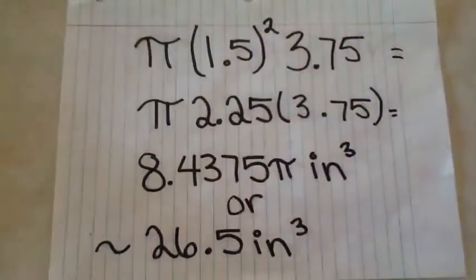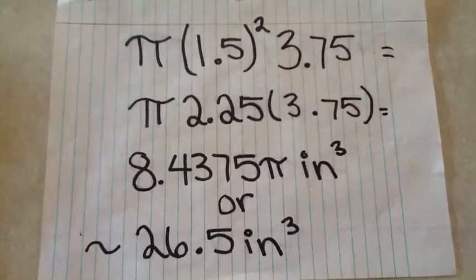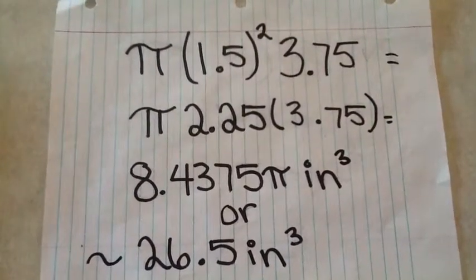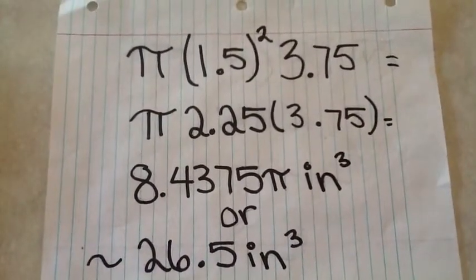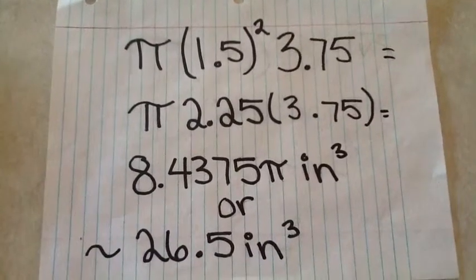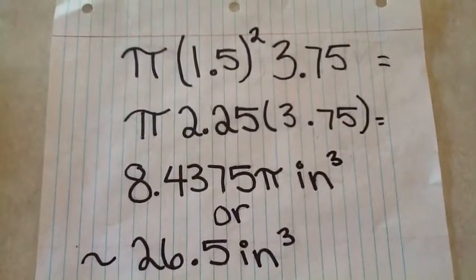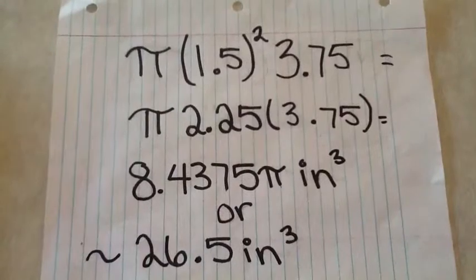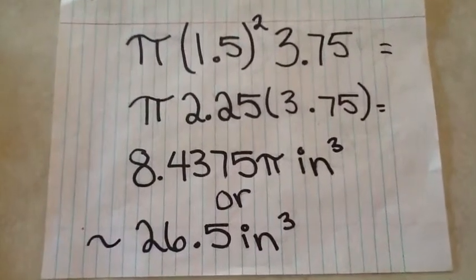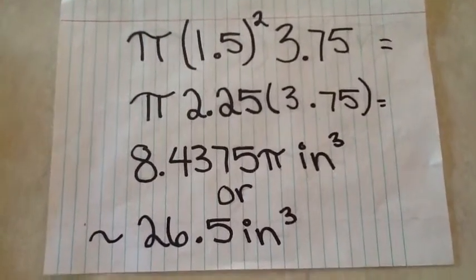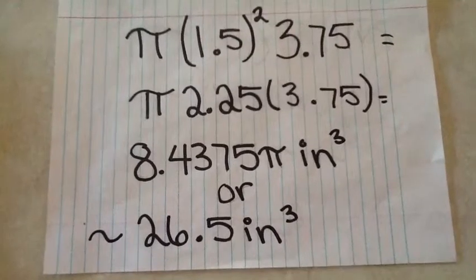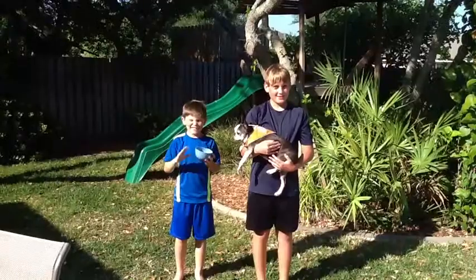For this particular cylinder, our radius was 1.5. So to work this problem, we do pi times 1.5 squared times 3.75. And you get approximately 8.4375 pi or 26.5 inches cubed.